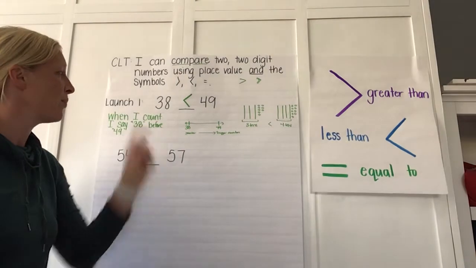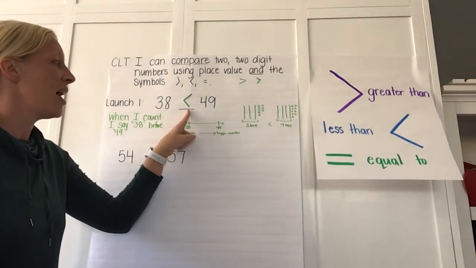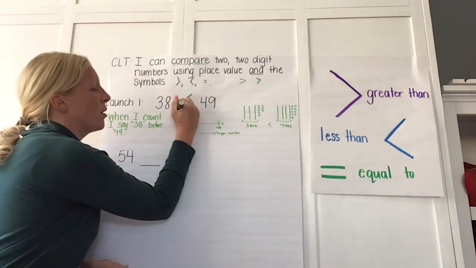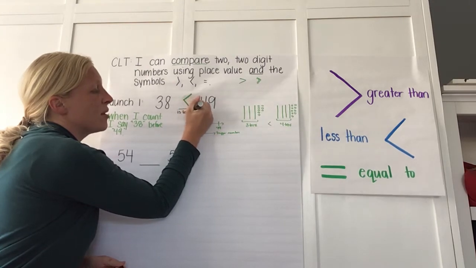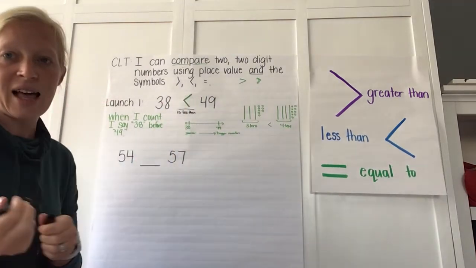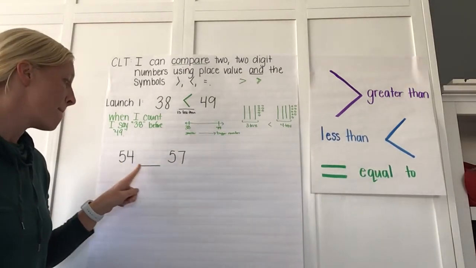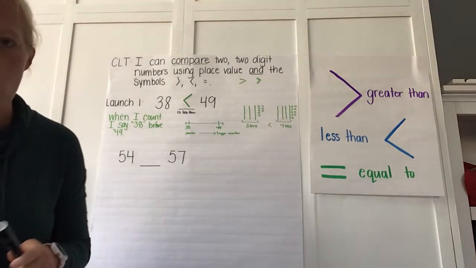Ready? Let's go. 38, can I hear you? Is less than 49. So when we're putting a symbol, we're saying this symbol means is less than. That's how I would read that. So now we have 54 and 57. Let's take a peek. What do you think?